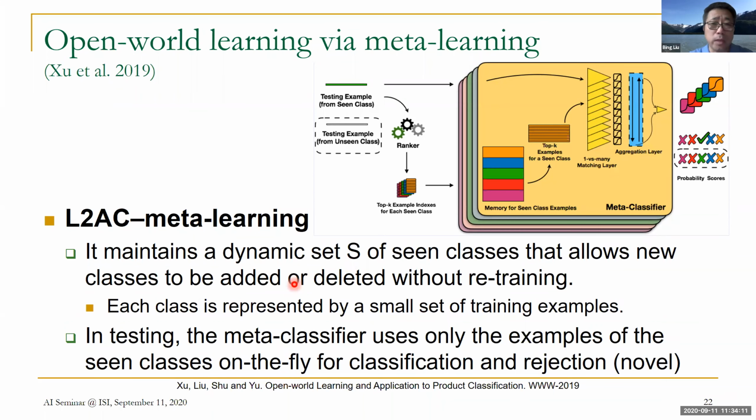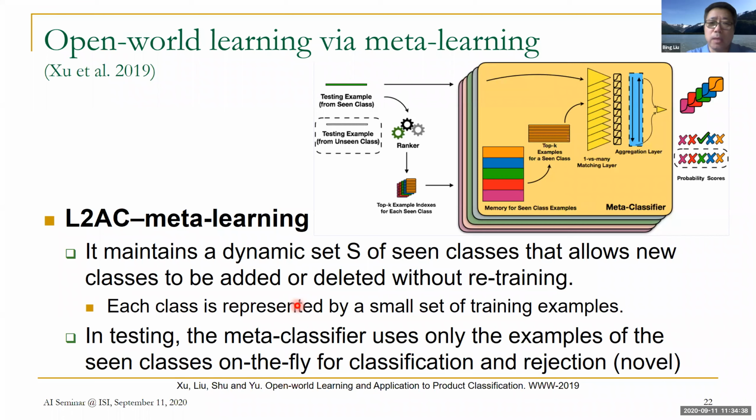So when you have a new thing to learn, you basically add some good instances about that new thing and put them into that set to represent that particular class. And also, of course, we can delete it. Each class is represented by a small set of examples, and in testing we use that meta classifier. The meta classifier is learned from a lot of tasks in the past.